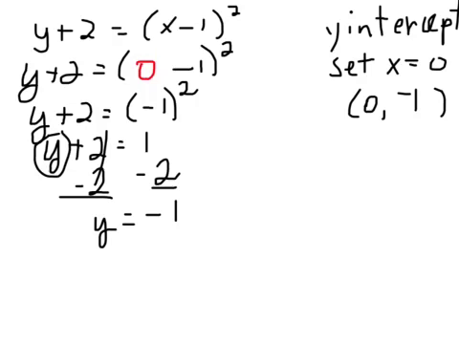There's my y-intercept. So we found our x-intercepts, our y-intercepts, our vertex, and our axis of symmetry. We've done all those parts on number 7.